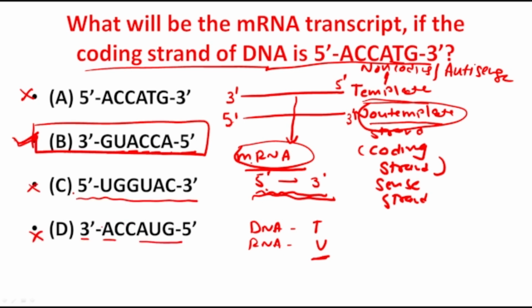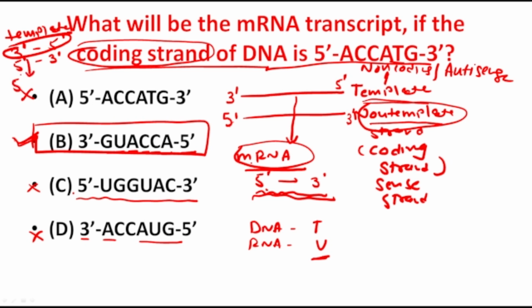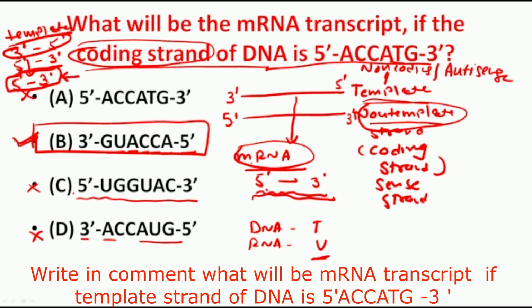So always remember students, in the exam you have to see which strand is asked, whether coding strand or template strand. If the template strand is given, you have to see the sequence, whether it is 3' to 5' or 5' to 3'. If 3' to 5' is given, then you have to just add the sequence from 5' to 3'. If the template strand is given as 5' to 3', you have to convert it to 3' to 5', then add the sequence from 5' to 3', because the mRNA transcript will always be in the 5' to 3'. So accordingly you have to see the sequence.